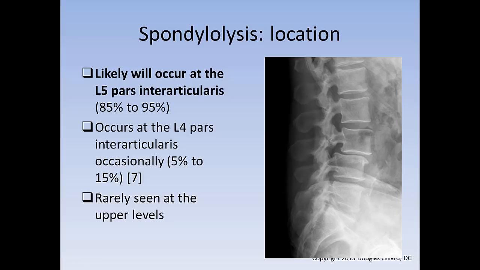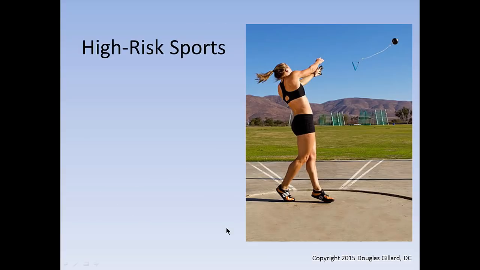Spondylolysis location likely will occur at the L5 pars interarticularis. Loves the L5 pars. Look at that, 85 to 90% of the time in this study. Only 5 to 15% at L4. It's very rare to see elsewhere. Kind of like disc herniations, only more rare to be seen up higher.